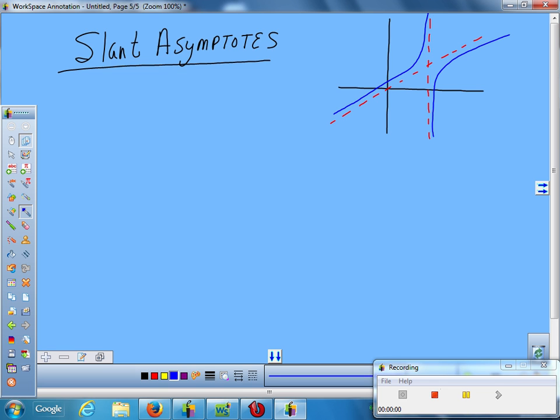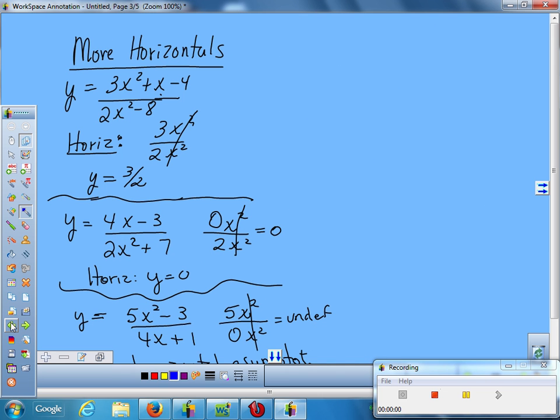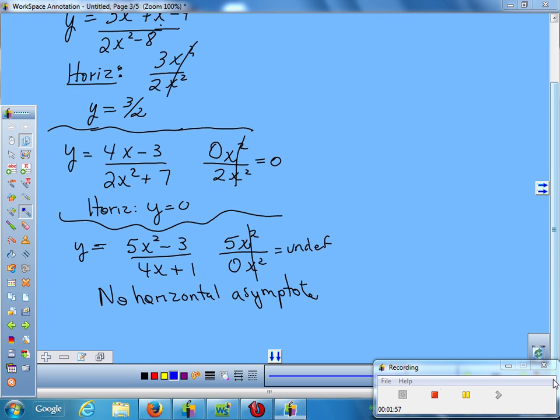Yeah, it'll pass. Okay, so if you have a slant, you won't have horizontal. You cannot have slant and horizontal in the same problem. So when was the situation that we didn't get a horizontal? Whenever you have a slant. When did we get undefined? Bottom 0. When the bottom is 0, but more importantly, the numerator has the higher power. To have a slant asymptote, though, it must be only 1 power higher.